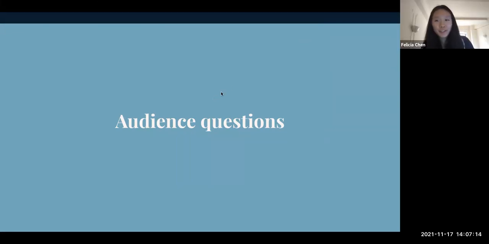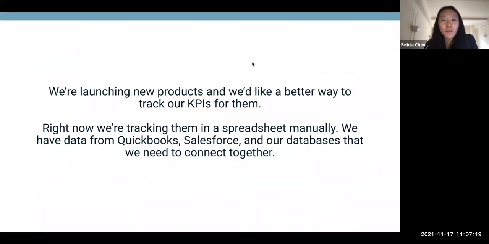Okay, well, without further ado, let's jump into some of the questions that we got. First off, we got a question about launching new products, and basically they'd like a better way to track their KPIs for those product launches. Right now, they're tracking them in a spreadsheet manually. They have data coming in from QuickBooks, Salesforce, and their own databases that they need to connect together.